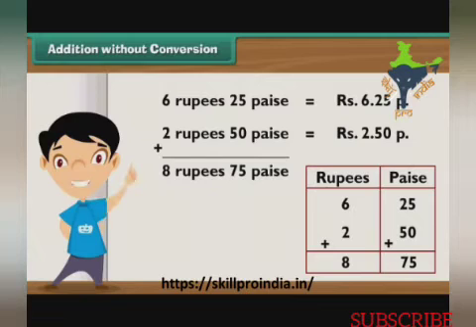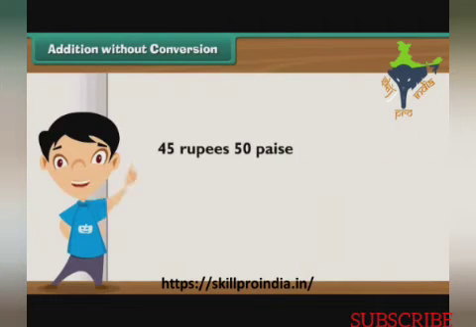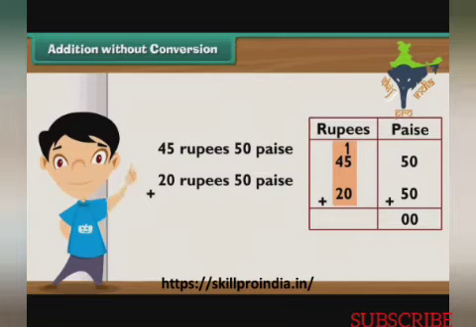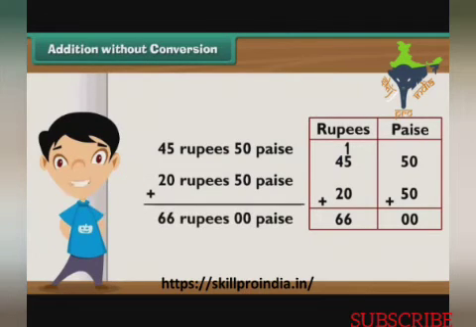Now take another example. Add 45 rupees 50 paise and 20 rupees 50 paise. Step 1. Add the numbers in the paise column as 50 plus 50, which is equal to 100 paise. We know that 100 paise is equal to rupee 1. So write 2 zeros in the paise column and carry forward 1 to the rupee column. Step 2. Add the numbers in the rupees column. 1 plus 45 plus 20 is equal to rupees 66. Write 66 in the rupees column. So the answer is 66 rupees.